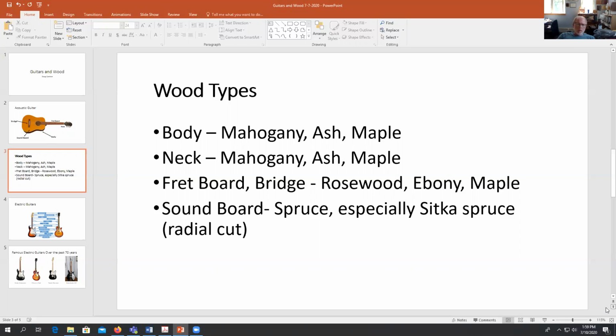And then the soundboard, which is really important for an acoustic guitar, is typically spruce, and especially Sitka spruce, and it's radial cut and is very important to the sound of the guitar.